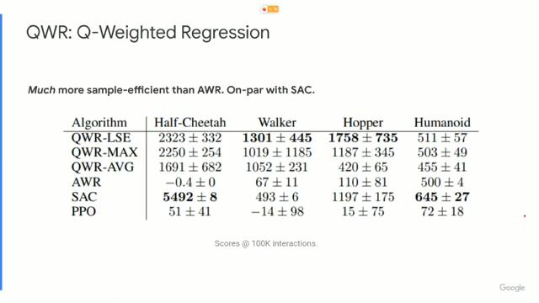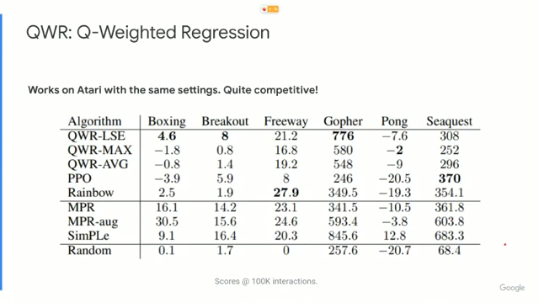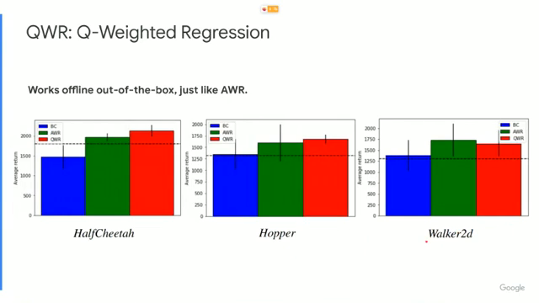Here are the results on the Mujoko benchmark, comparing QWR with AWR, SAC and PPO at the budget of 100,000 interactions. As we can see, QWR is much more sample efficient than AWR on the evaluated tasks. It performs on par to SAC, getting much better results on Walker and Hopper. Also, QWR works well on Atari at the same sample budget. It is better than Rainbow, outperforming it on 4 of the 6 considered tasks. Notably, those results were obtained using the same hyperparameters as for the Mujoko experiments, without any additional tuning. QWR also performs well in the offline RL setting, comparably or slightly better than AWR on the considered tasks. This is with the same hyperparameters as for the online experiments, again without any additional tuning.